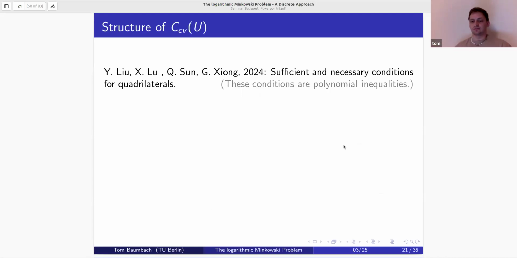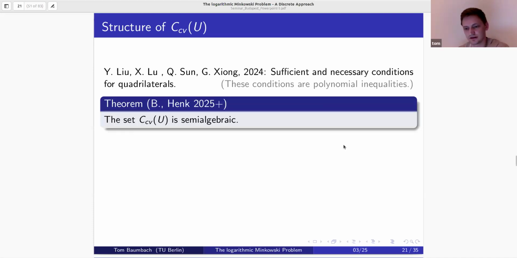Okay, now we come to some structural results for the cone volume set. So Liu, Lu, Zhang, and Jiong found some sufficient and necessary conditions for quadrilaterals, and these conditions are polynomial inequalities. So we asked if that's always the case, if we can always write down polynomial equations in order to characterize the cone volume set U, or in other words, is the cone volume set U a semi-algebraic set? And that is in fact what we have proven.